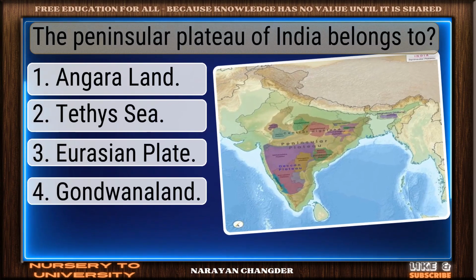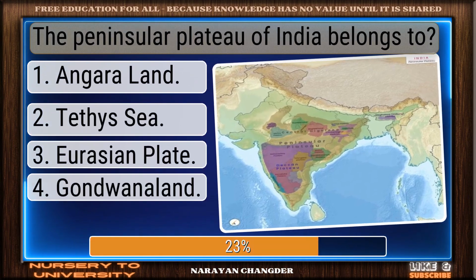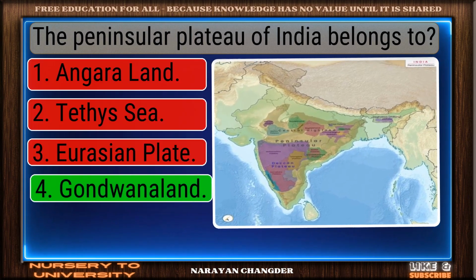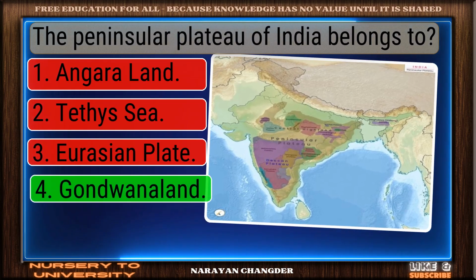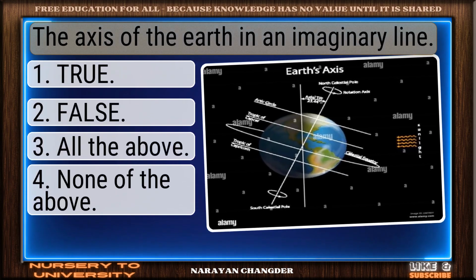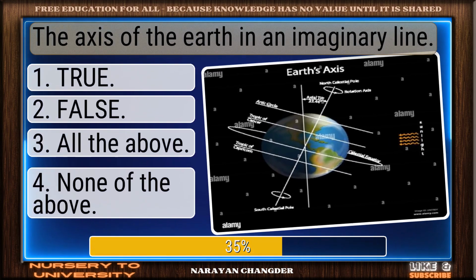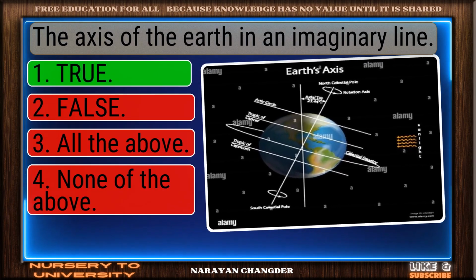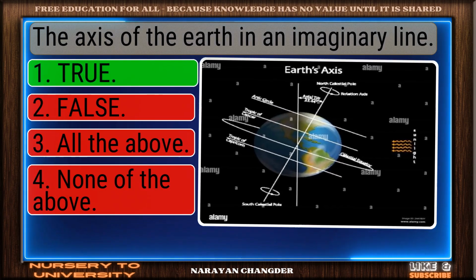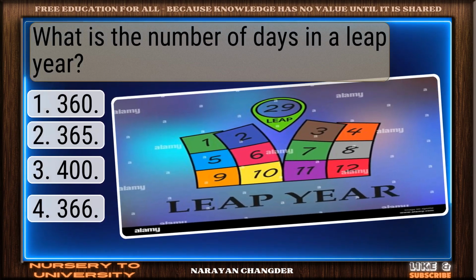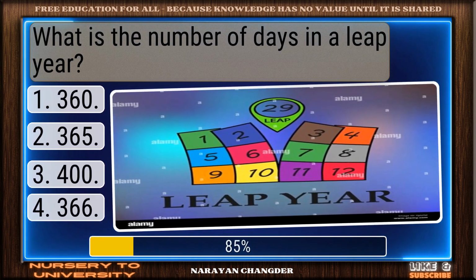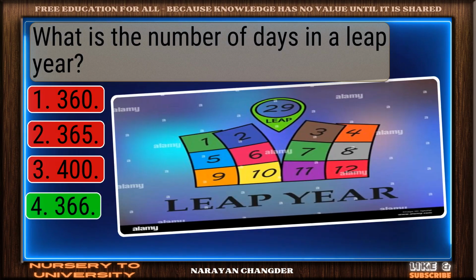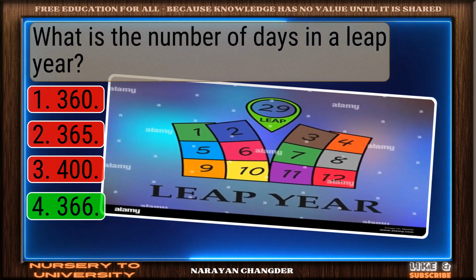The Peninsula Plateau of India belongs to... Good job. Your answer, Gondwanaland, works well here. The axis of the Earth is an imaginary line. Sharp thinking. True is the right choice. What is the number of days in a leap year? Right choice. 366 is the best answer.